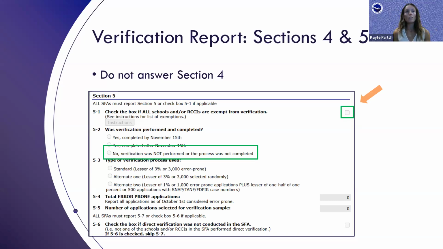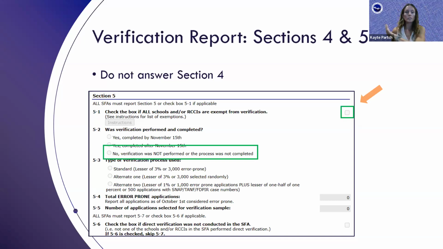Okay. If you're a district that has that mixture of pricing and CEP buildings, do not mark 5-1 because you did still conduct verification for the meal applications that were submitted from the students who are enrolled at the traditional pricing buildings. And then you're going to choose between one of the first two answers in 5-2.